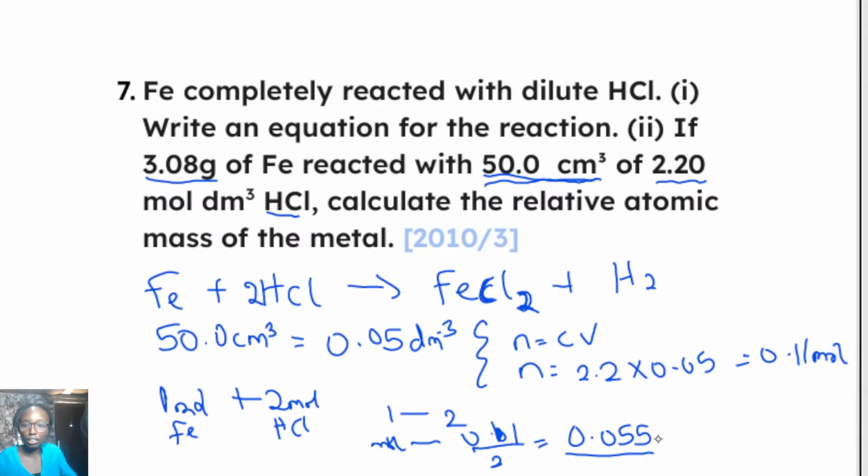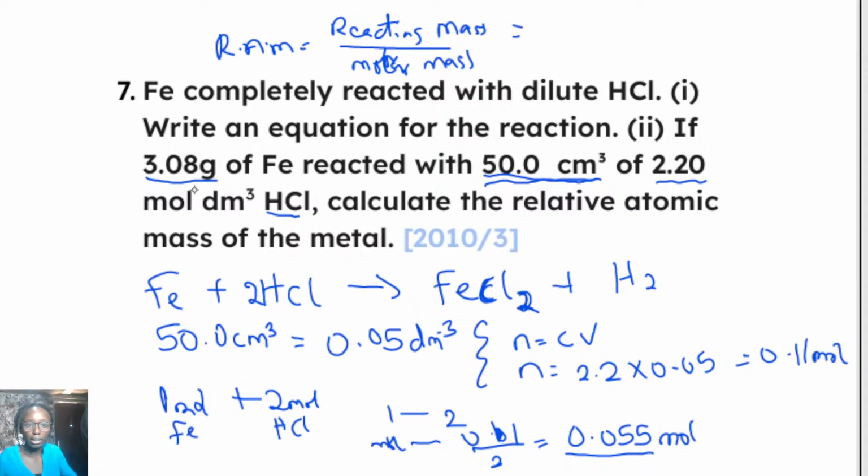Now, finally, if we have our number of moles that is actually reacting here, we can now put this to get our relative atomic mass. Because I'm out of space at the bottom, I'm just going to go to the top. Remember, your relative atomic mass is equal to your reacting mass over your molar mass. Okay. So our reacting mass, they already told us that is 3.08. And then our molar mass, oh, we're looking for the molar mass, obviously.